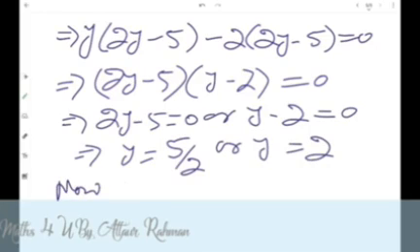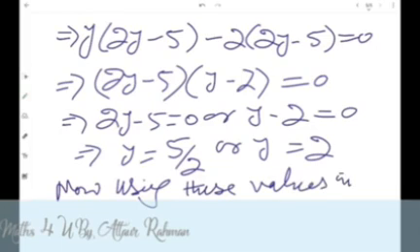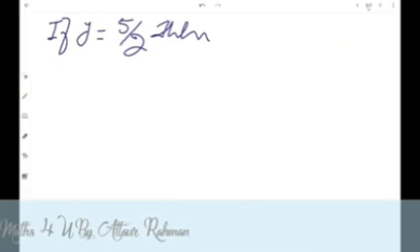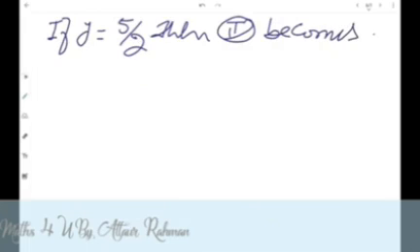Now, we will switch these values of y into the equation where x is connected to y. Okay, so let us do this. First we will plug the value of y is equal to 5 upon 2 in equation 2. Okay, so this will take the shape that is x plus 1 upon x is equal to 5 upon 2. And now how to solve this equation?